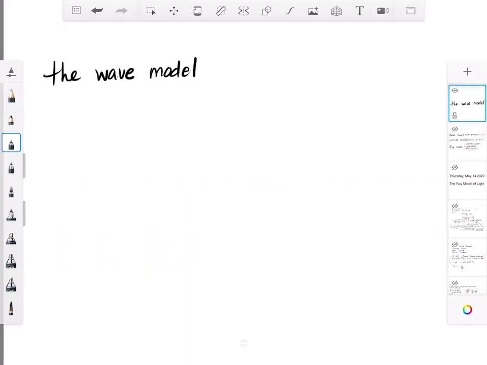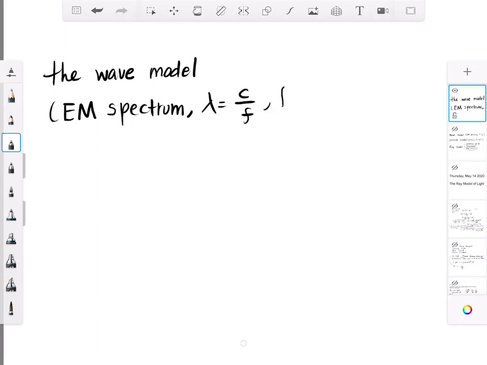So with the wave model, we looked at the electromagnetic spectrum, and we also looked at the wavelength and frequency of the wave itself, right? So remember that the speed of a wave is the frequency times the wavelength. So we could then calculate the wavelength like this, C over F, and then we could calculate F as C over lambda, where C was the speed of light.